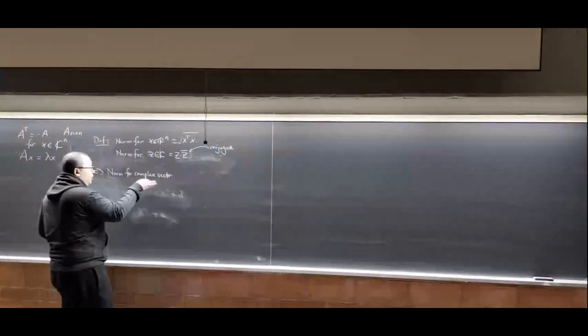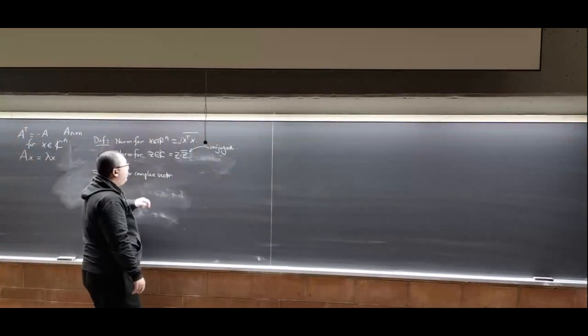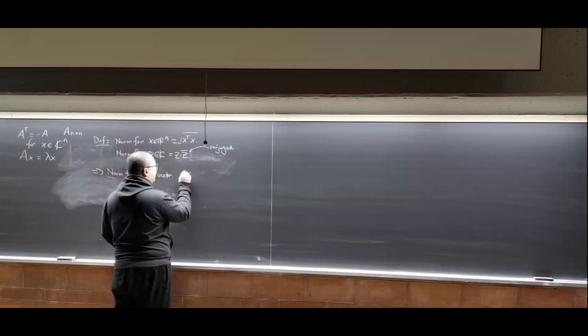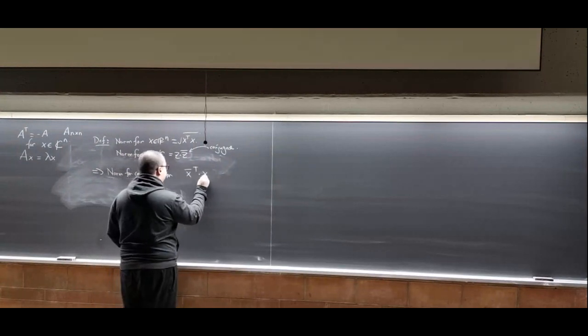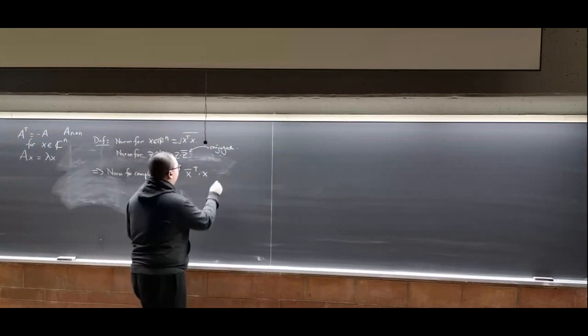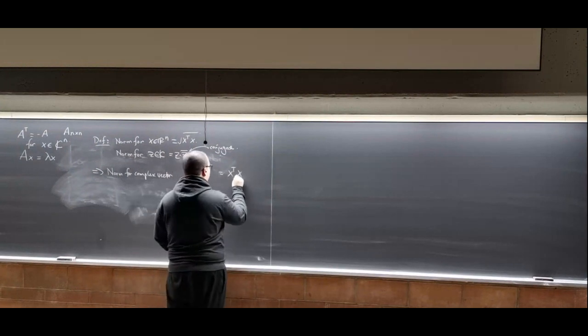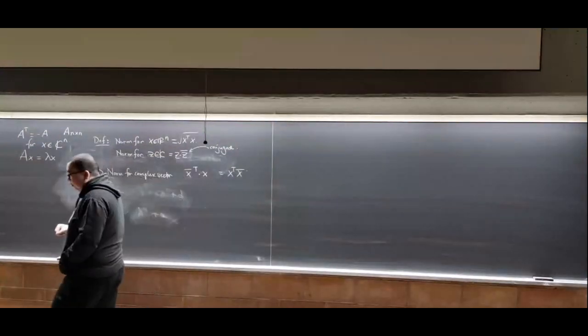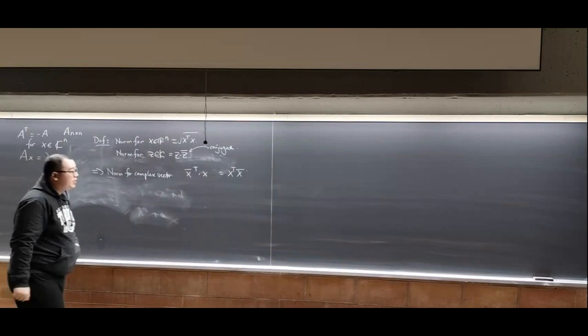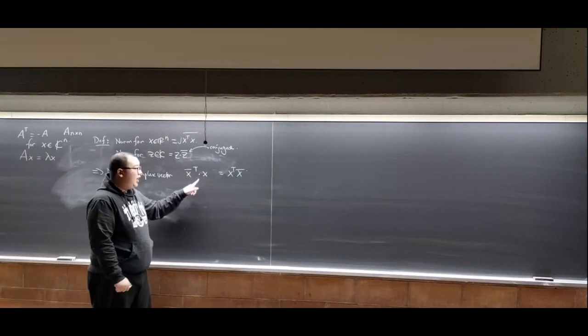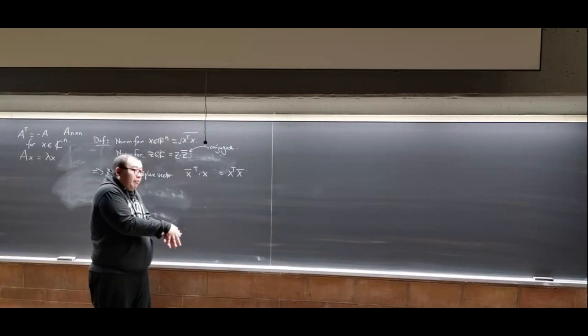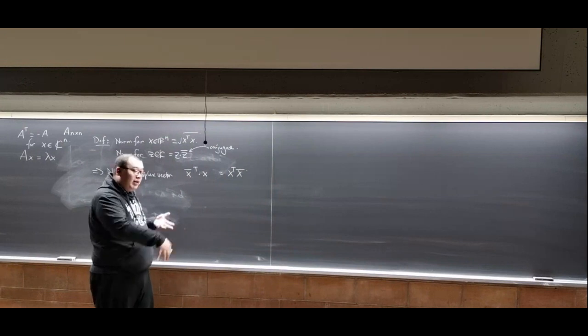So now it actually makes more sense to define the norm of a complex vector as x bar transpose times x, or equals x transpose x bar. It doesn't really matter. The problem is that whenever we're multiplying term by term, remember we're multiplying complex numbers.